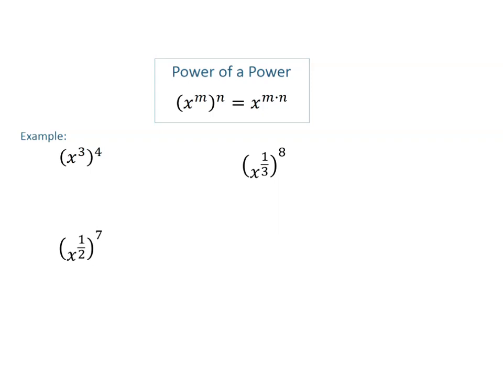Power of a power. That means that we're taking an expression that's written exponentially and we're raising it with another exponent. When we have a power of a power, then we are going to multiply the exponents together. Now here's how I want you to remember the difference.